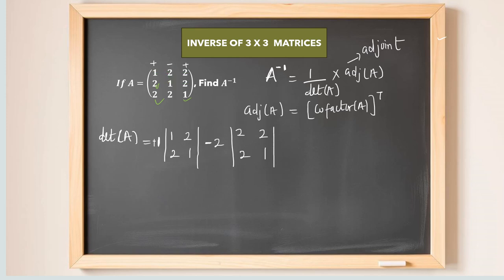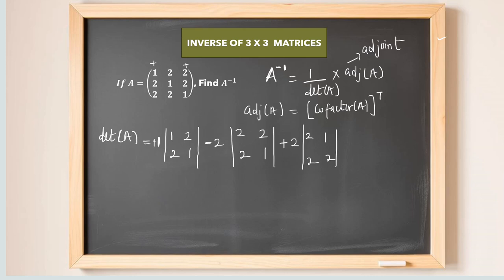And the same thing will be done for the last element, which is positive 2. For this, you cancel out the row and the column for positive 2. So here you are left with 2, 1, 2, 2, which is this matrix. Don't forget that this sign is the determinant sign.